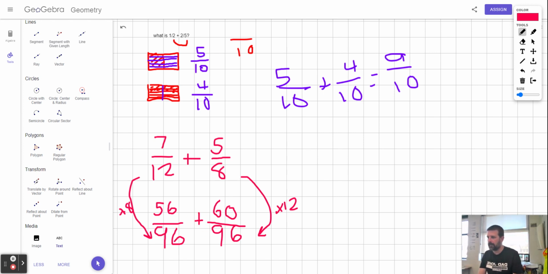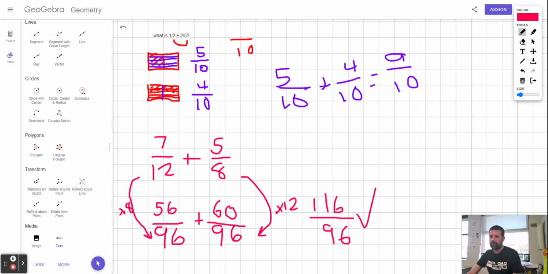Now I can just add them nice and clean. And I got 60 and 56. That's 116, okay? And over 96. And for me, in my class, that's good. That's my answer, okay? 116 over 96 is a perfectly good answer. That's the answer. What's wrong with that?